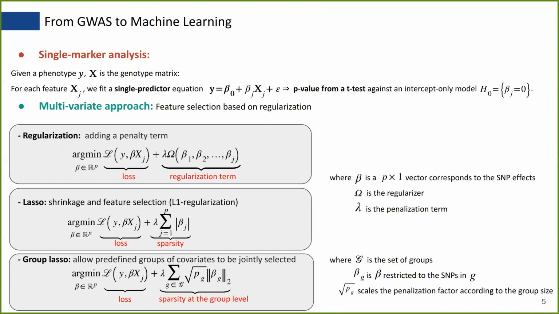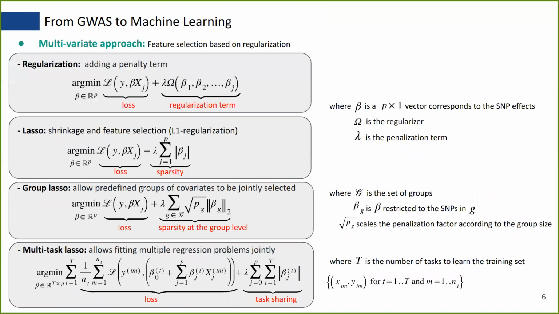The regularization term is presented by gamma of beta here. We have, for example, Lasso, which corresponds to L1 norm regularization that shrinks the less important features to zero. Then the group Lasso, based on L1, L2 norm regularization, is designed to select features that belong to the union of some predefined groups. Also, we present here the multitask Lasso, which is equivalent to learning T different regressions simultaneously.